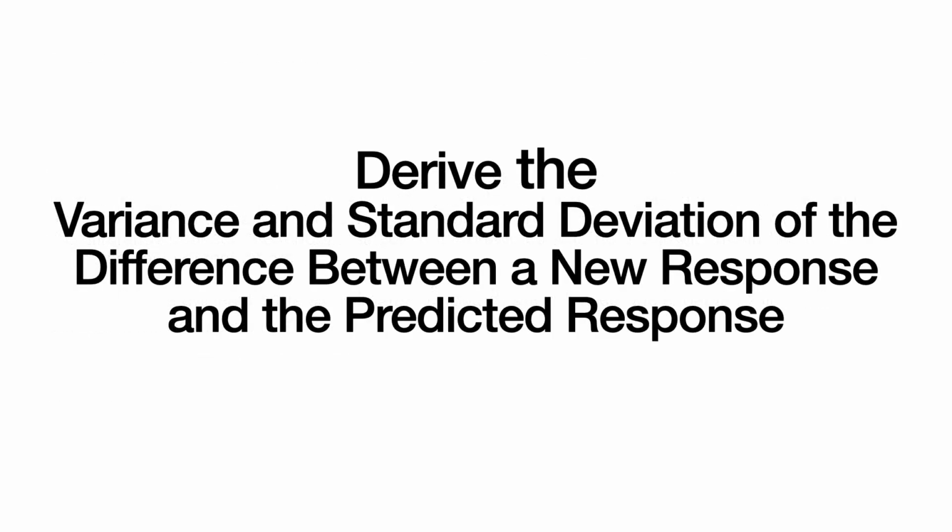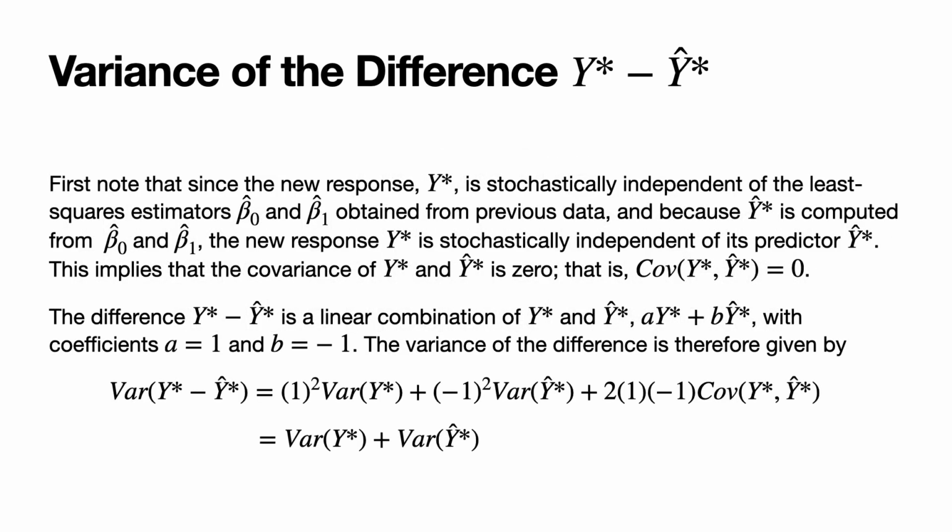Next, let's derive the variance and the standard deviation of the difference between a new response and the predicted response. Now first note that because the new response, y star, is stochastically independent of the least squares estimators, beta 0 hat and beta 1 hat, obtained from previous data, and because y hat star is computed from beta 0 hat and beta 1 hat, the new response, y star, is stochastically independent of its predictor, y hat star. This implies that the covariance of y star and y hat star is 0.